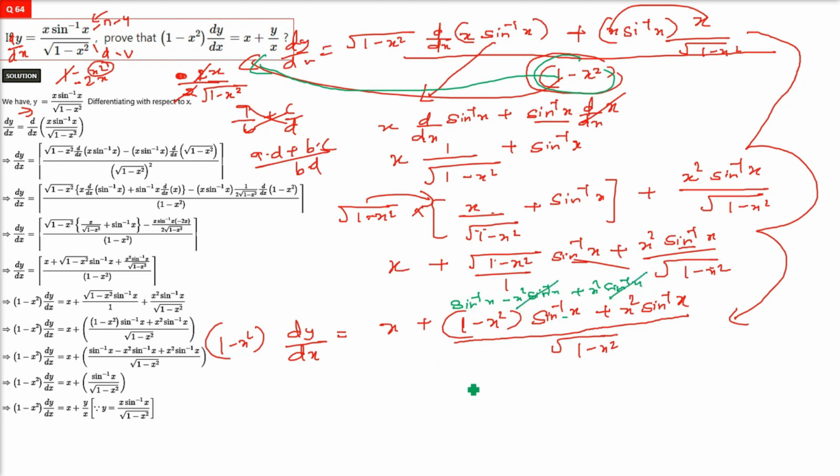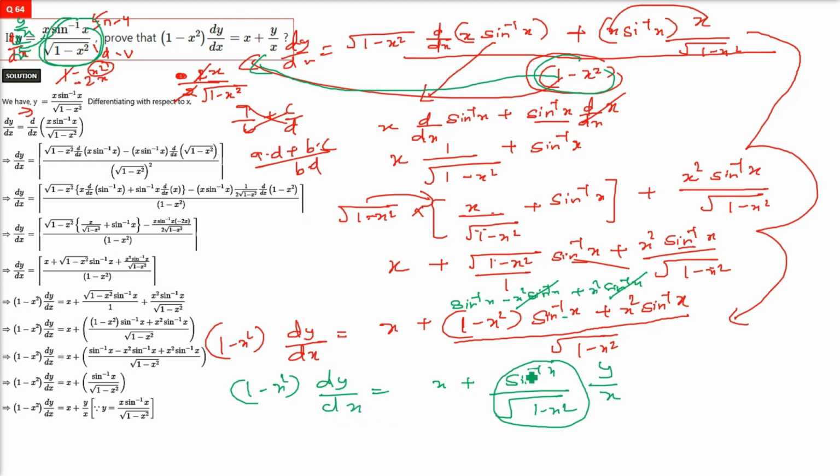I am multiplying 1 minus x square with sine inverse x, so the x square sine inverse x gets cancelled. It will be x plus sine inverse x divided by under root 1 minus x square. Now this whole, if I write just like this, x I can take on the left hand side. So y by x is actually equal to sine inverse x divided by under root 1 minus x square. So in place of that, you can write y by x. So on the left, what we have? 1 minus x square into dy by dx is equal to x plus y by x, and that was the final result.